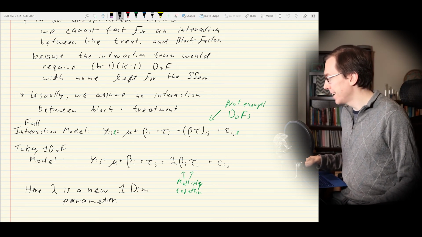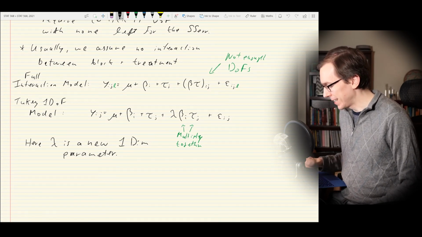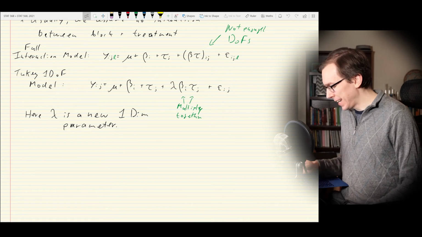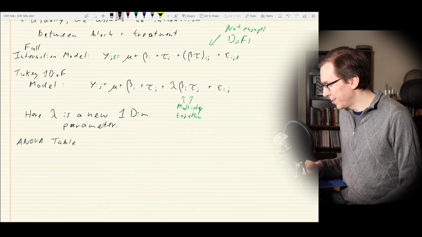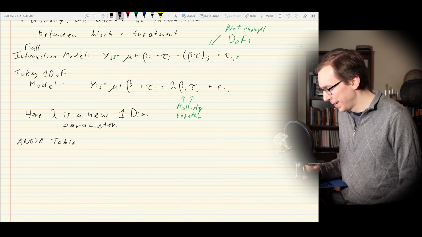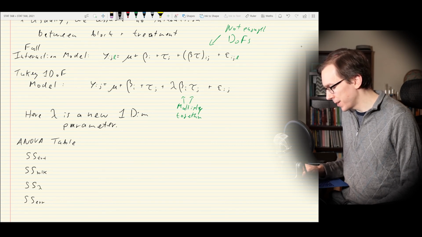Anyway, if we do this, and luckily, well, actually, I'll get to that in a second. We're going to get a new ANOVA table. And it's going to be, well, a little bit more complicated than last time. So this time, we're going to have a treatment sum of squares. We're going to have a block sum of squares, just like before. We're now going to have a lambda sum of squares, which is the new one, and we're going to have an error sum of squares.